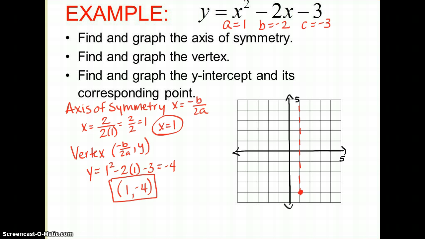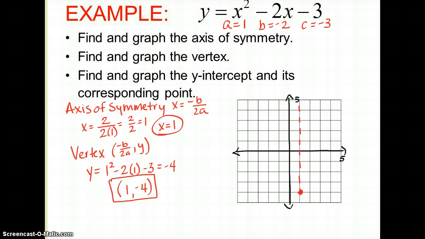Now, if you go back and you look at our original equation, will my parabola from here go up or down? And if you look at your a value, your a was a +1. So remember, positive goes up. So I'll have a graph that's going up.